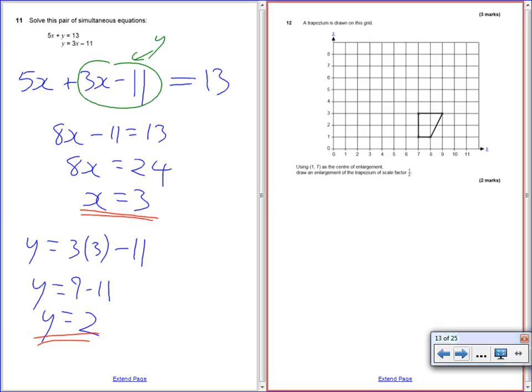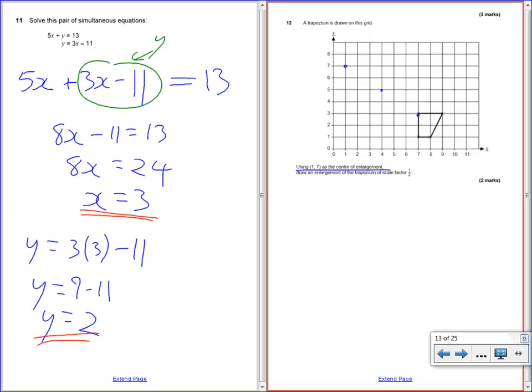Number 12 was an enlargement question, but we're enlarging by a fractional scale factor, which makes it more difficult. The centre of enlargement, it says, is 1, 7. So centre of enlargement is here. And if you enlarge it by a scale factor of a half, that means every point on the trapezium must be half as far away from the centre of enlargement as it is at the beginning. So if I pick, say, this point here, then originally it's 1, 2, 3, 4, 5, 6 to the right, and 1, 2, 3, 4 down. So I'm going to half that and go 3 to the right and 2 down. So it's going to end up there.